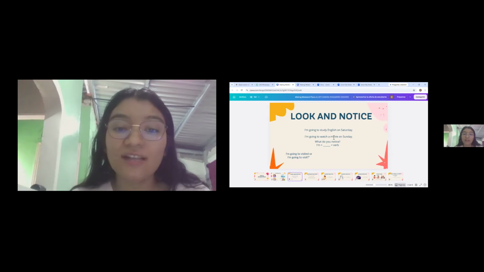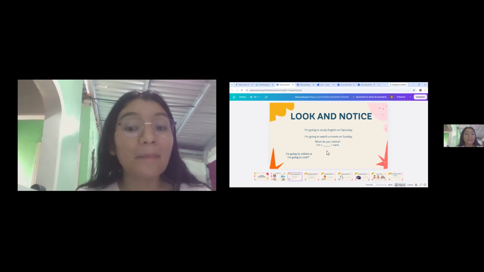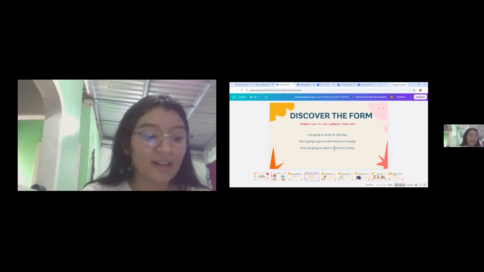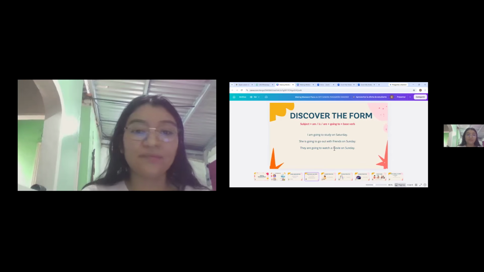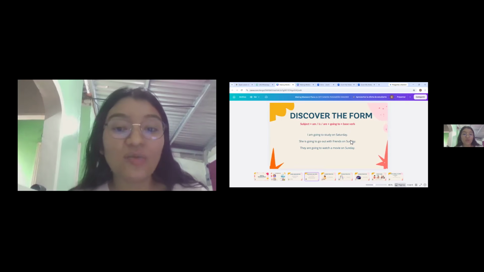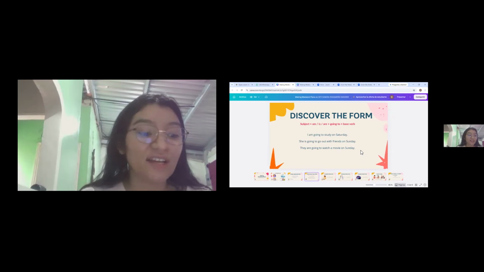What words are missing here? I am going to. Excellent. And then we have the base form of the verb. Well, now let's discover the form. Let's read these sentences together. I am going to go out with friends on Sunday. I am going to study on Saturday. They are going to watch a movie on Sunday.